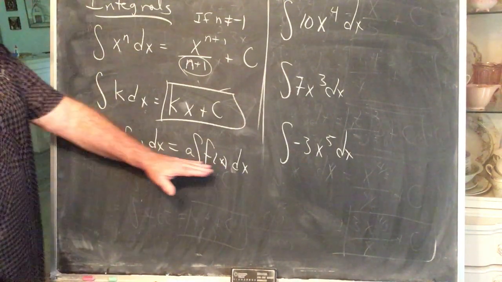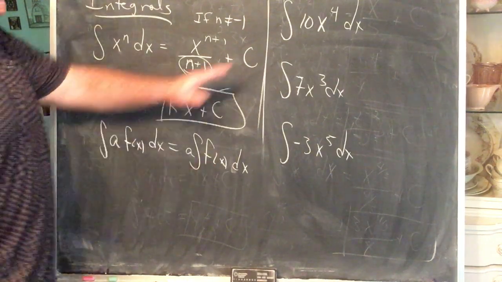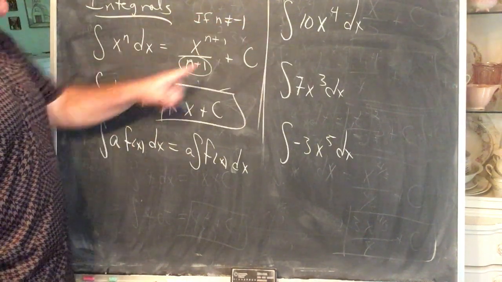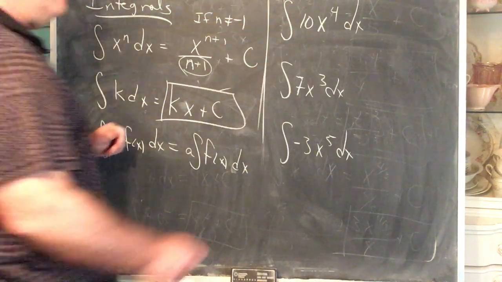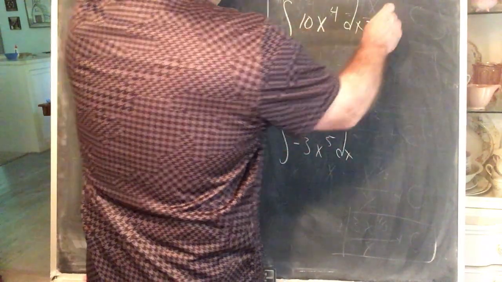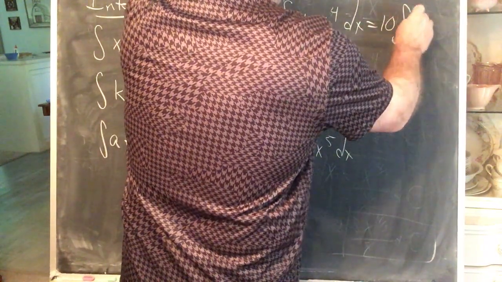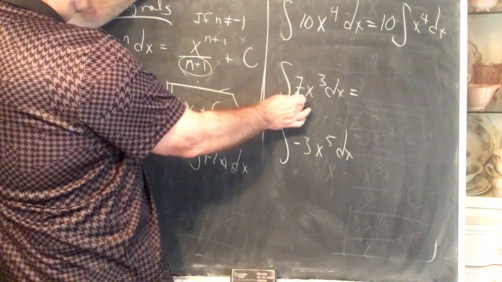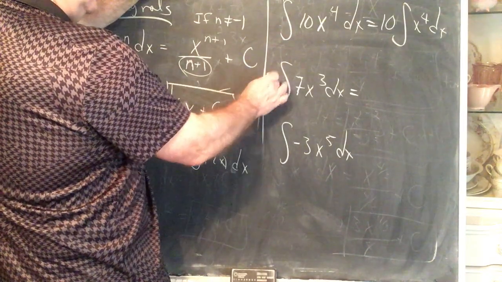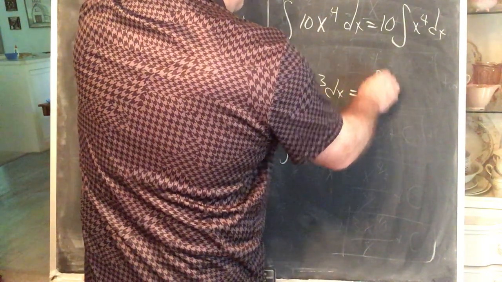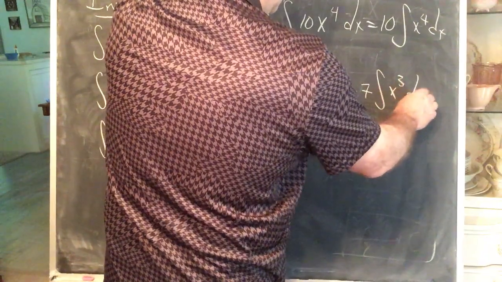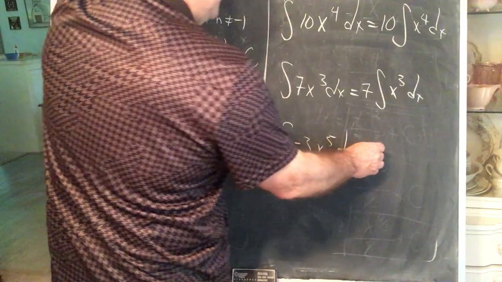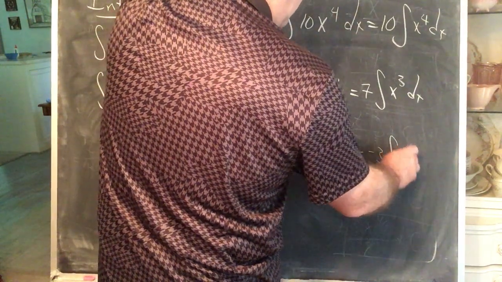Now, if all we do is apply this rule, what does it say we get to do with this 10? A is being played by 10, f of x is being played by x to the 4th. So what we may say is, this is equal to 10 times this integral. What may we do here? We may move the 7 in front of the integral. What may we do here? We may move the -3 in front of the integral.